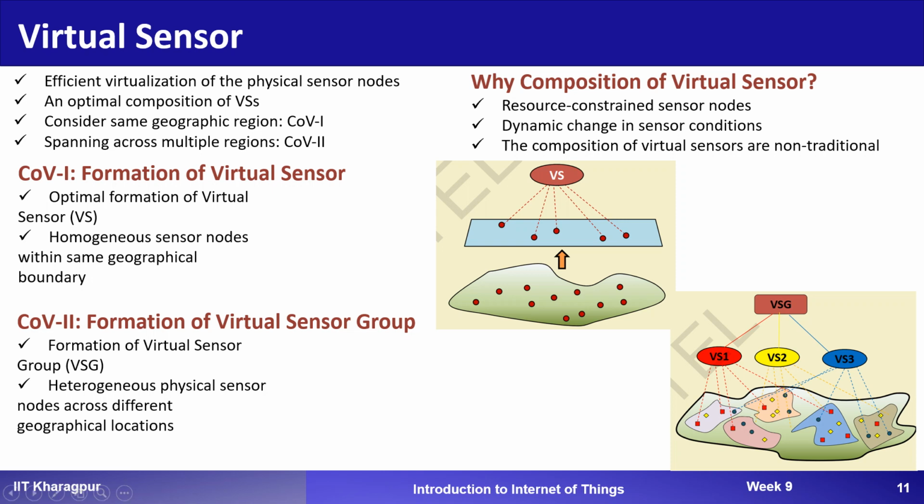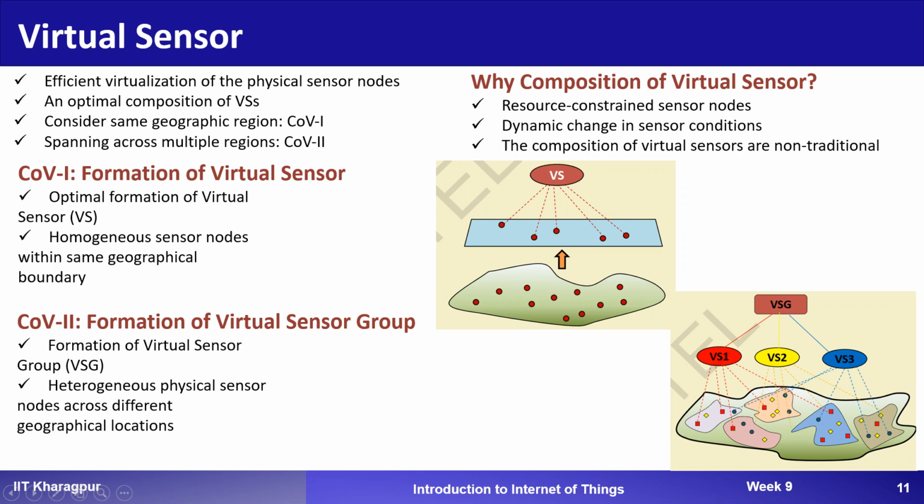Yeah, so basically here in the first figure, only homogeneous kinds of sensors are used in order to create one virtual sensor. So for example, here 5 sensors are used to create one virtual sensor. However, in this second figure, different kinds of sensors are used to create a virtual sensor. For example, VS1 is made up of these different kinds of sensors, right? And these different kinds of sensors are also not present in the same geographical region. These are present in different geographical regions.